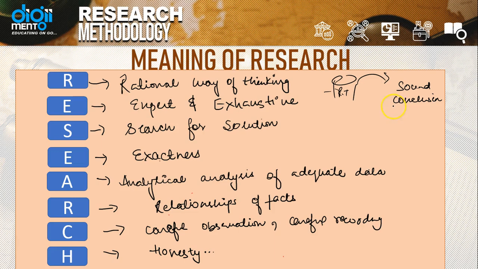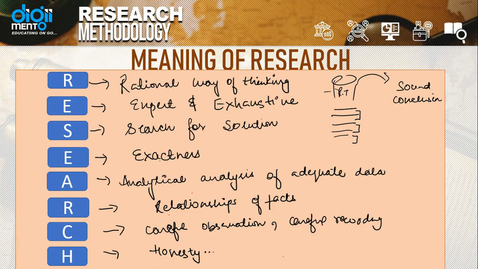Now the next one is E. E is expert and exhaustive. You should be very thorough and complete, and very expert in your knowledge. Now the next one is S. S is search for solution. For any problem, you find the solution. Now the next one is E. E is exactness, very correct. Now the next one is A, analytical analysis of your adequate data. R is relationships of facts. You find different facts from your experience, from other people, opinions and all, and you find the relationship among them.